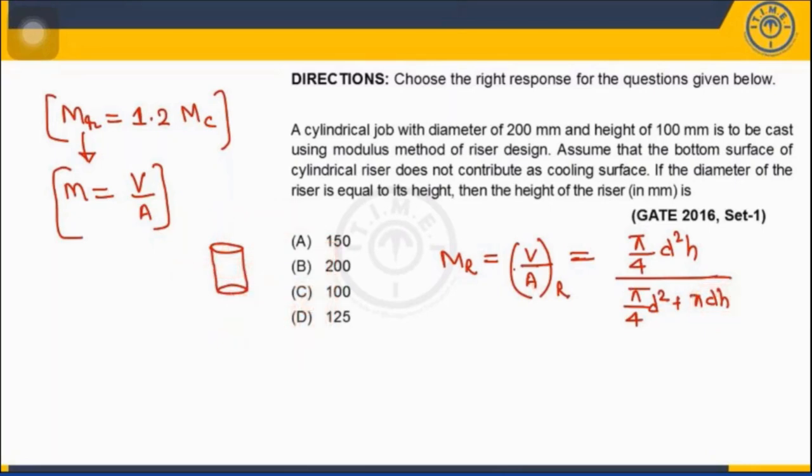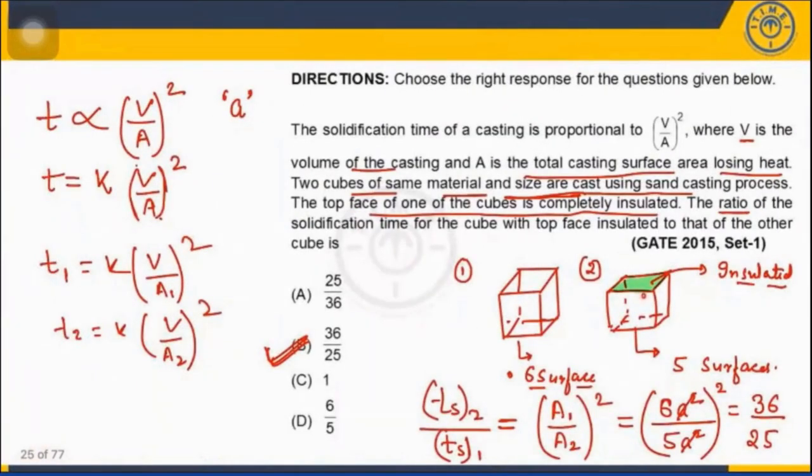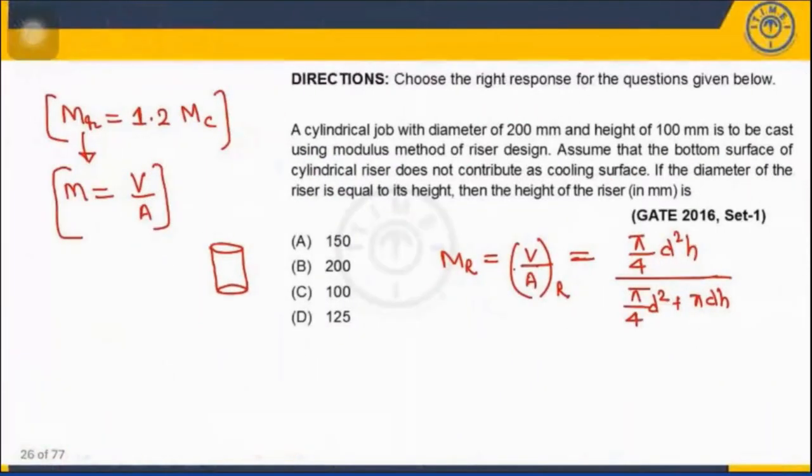But if you read the question carefully, it says to assume that the bottom surface of the cylindrical riser does not contribute as a cooling surface. This time they have framed it as a cylinder; in the previous question, they had given a cubical form. That means the bottom surface is not taking part in heat transfer. So the areas are pi d h, the circumferential area, and pi by 4 d square, the top area. If nothing is mentioned, you would multiply by 2, but here only the top area takes part in heat transfer, so consider that one only.